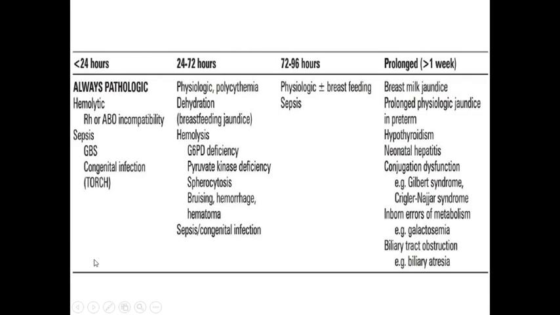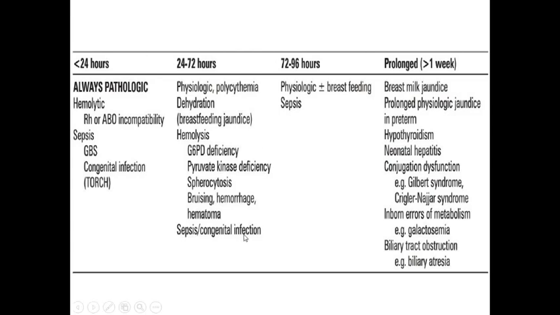So all these infections in the baby, or RH or ABO incompatibility, is the commonest cause for this pathological jaundice that appears within the first 24 hours. Apart from that, there are lots of other causes for pathological jaundice.